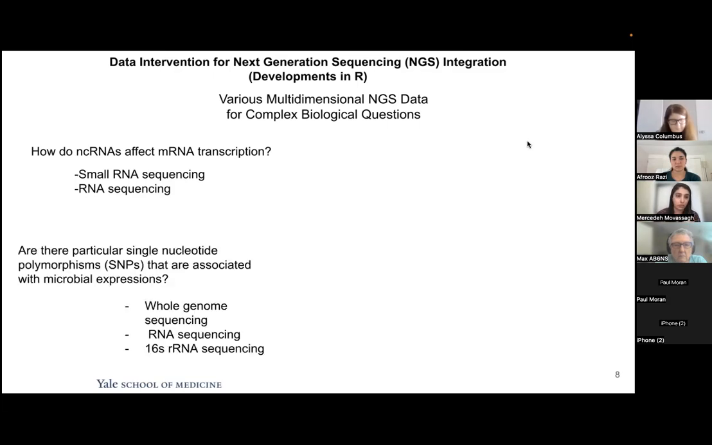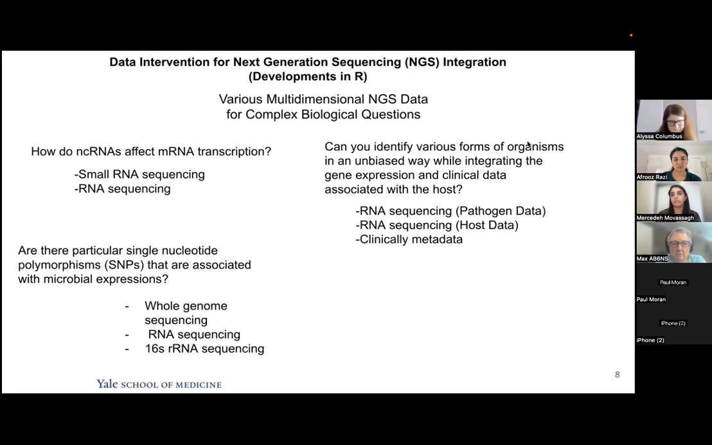Another example is if somebody's doing whole genome sequencing or exome sequencing, they come up with a list of variants or single nucleotide polymorphisms, and they want to see if it's associated with microbial or pathogen data. Then you have to incorporate various sequencing types. Again, you have to incorporate whole genome sequencing, RNA sequencing, and 16S ribosomal RNA sequencing for the bacterial data.